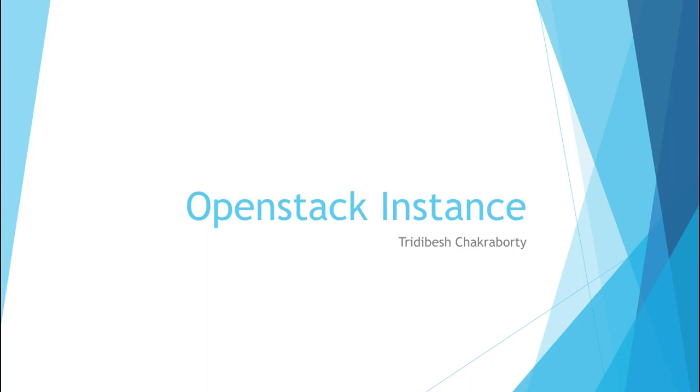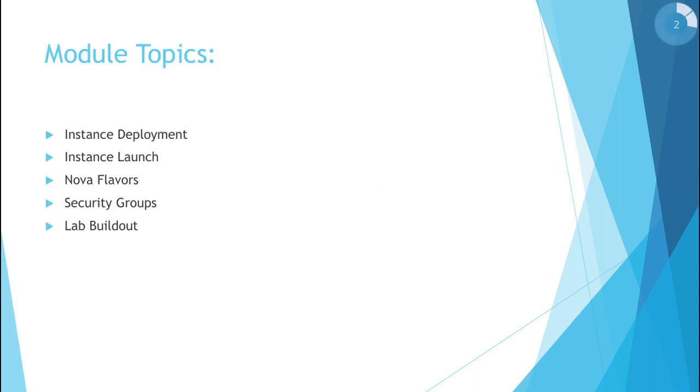In this module we will discuss OpenStack instances. An instance is nothing but a virtual machine running on your OpenStack platform. We'll be covering topics like instance deployment and how you can launch an instance, what is a Nova flavor, then we'll see about security groups, and at the end of the module we'll see the updated lab build-out diagram to see where these instances will be placed in the diagram.